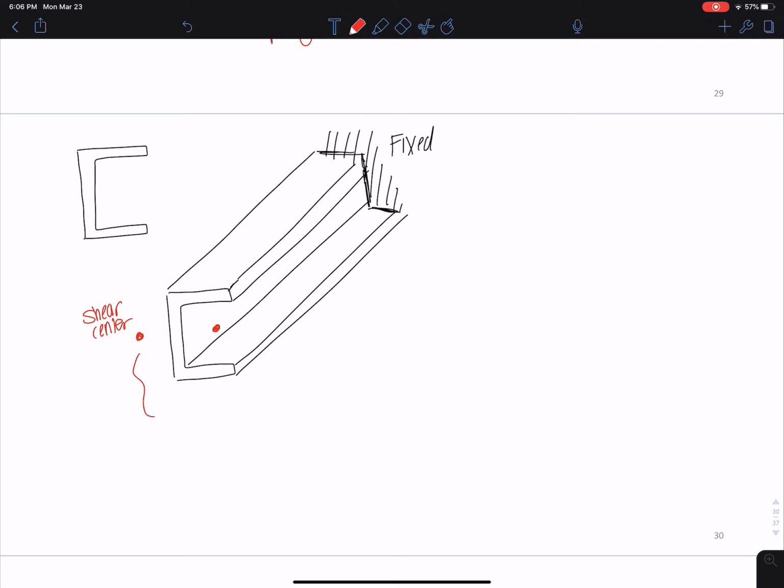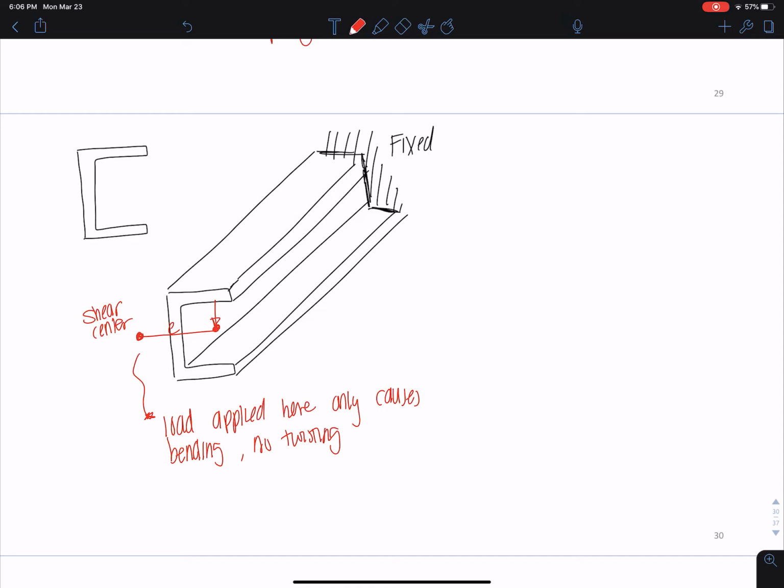This means that a load applied here only causes bending, no twisting. So for a load with direction through this point, there would only be bending. Otherwise there is some eccentricity from this center and this load. Okay, a lot of applications of shear flow, especially for design.